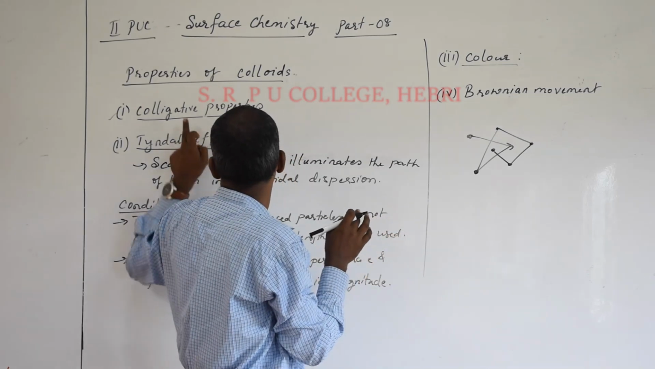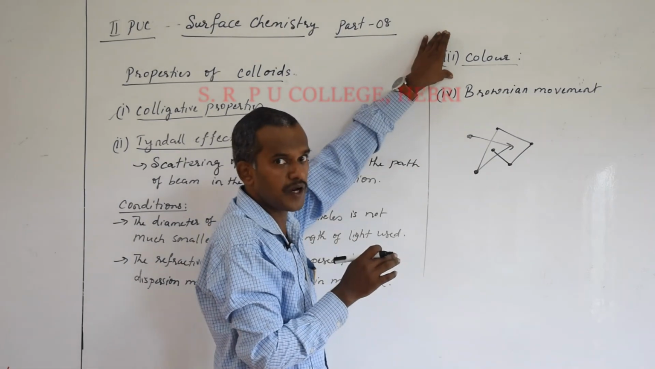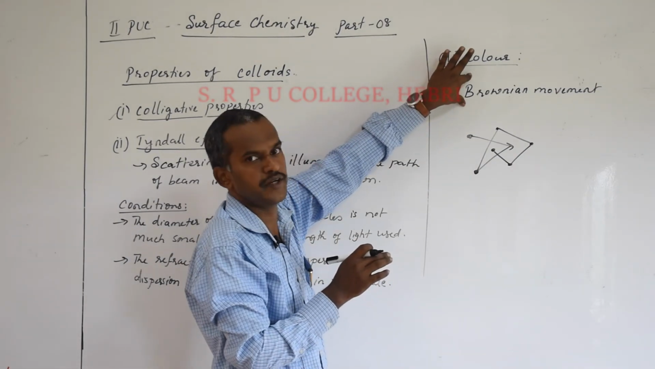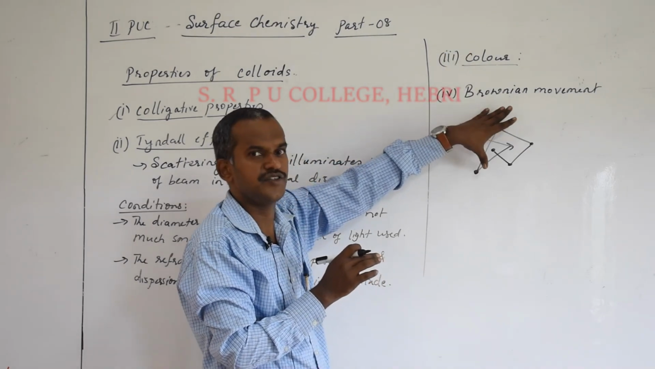The first one, colligative property, second one, Tyndall effect, third one, color of the colloidal system, and the fourth one is Brownian movement. So we will continue in the next class with some more properties.